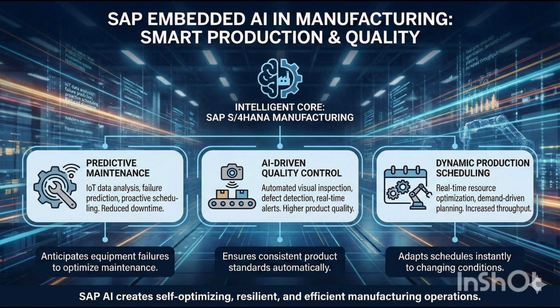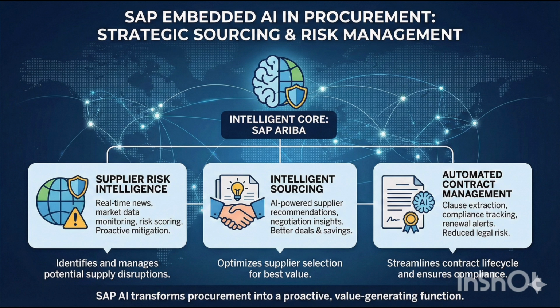Similarly, dynamic production scheduling helps in adapting schedules instantly to changing situations. Automated visual inspections, defect detection, real-time alerts, and higher product quality are the outcome of SAP embedded AI in manufacturing. So, SAP AI creates self-optimizing, resilient, and efficient manufacturing operations. So, this is helping a lot in making industry move to the 4.0 industrial revolution, and it is helping in all facets of manufacturing through smart production and quality controls.